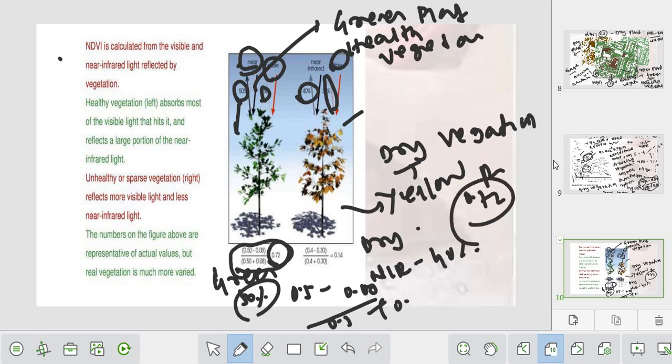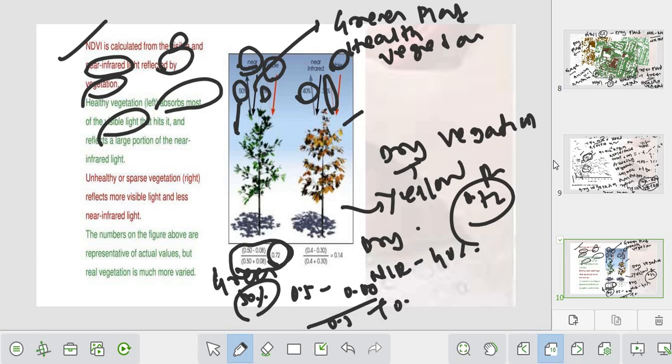Okay, so NDVI is calculated from the visible and near infrared light reflected by vegetation. Healthy vegetation absorbs most of the visible light, right? It reflects a large portion of the NIR. So it will reflect more in the NIR region. Okay, hope you understand all the NDVI concept.